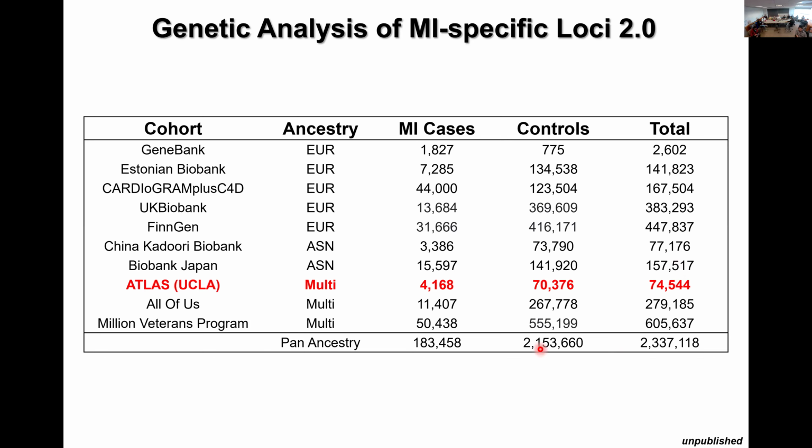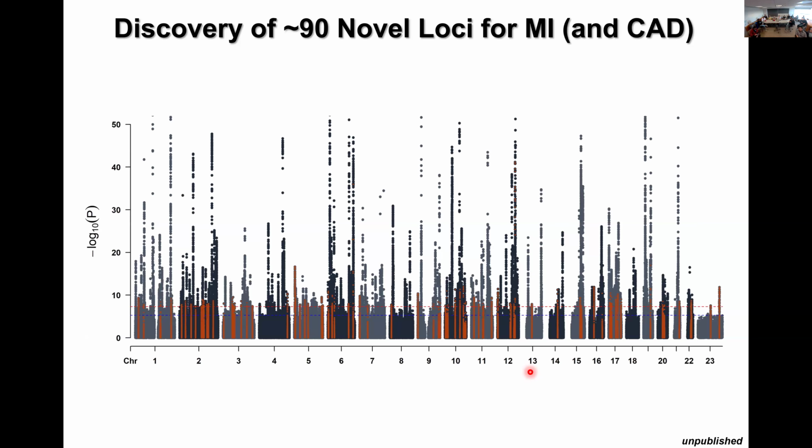So the analysis that I'm going to show you has 2.3 million people in it with about 180,000 MI cases and about 2 million controls. When you do that, the entire genome lights up. So this is about 370 or so loci that are associated with MI in this analysis, of which about 90 are novel. So from that Manhattan plot that I showed you in the first couple slides that has about 300 loci, that rainbow Manhattan plot, we've increased the discovery of genetic risk factors for MI by about a third, to almost 400 or so.